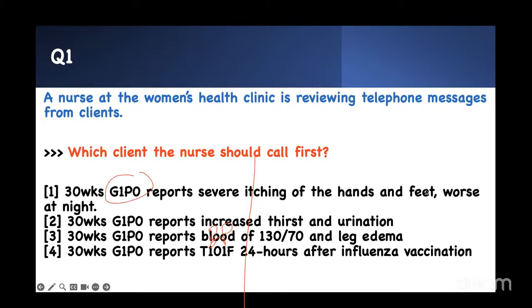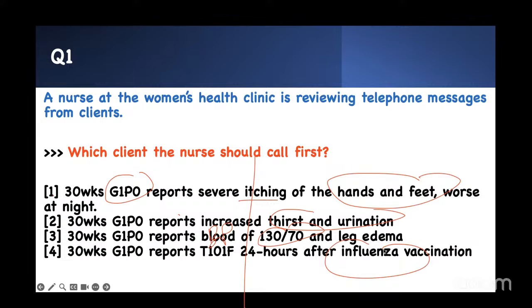Divide it into 2. What is the problem? G1, what is she complaining about? Hands and feet, itchy at night. Same thing, this patient, thirst and urination. Is that what is expected in a pregnancy? Does that concern you? Blood pressure of 130/70 and the leg edema. And this patient has fever after influenza vaccination. Always look at the cause and effect. That's how you try to be sharp when you do that, right?